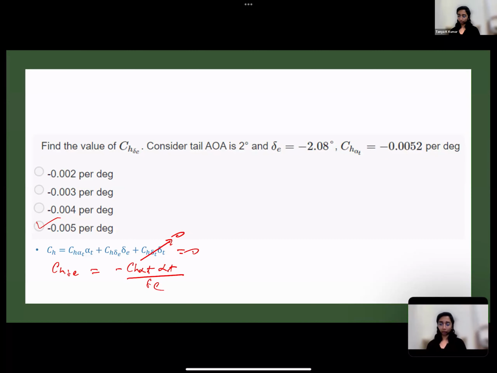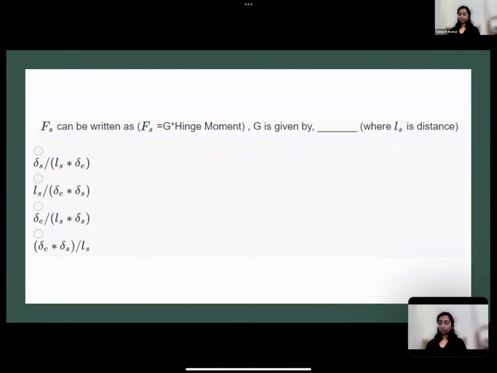Then Fs can be written as hinge moment into G. Then what is G? Just write the stick force equation and find out what is left. Ls is the length of the stick from the hinge point, and delta S is how much it's deflected, the angle at which the stick is pulled, how much the stick is pulled or pushed. Okay, this is the formula.